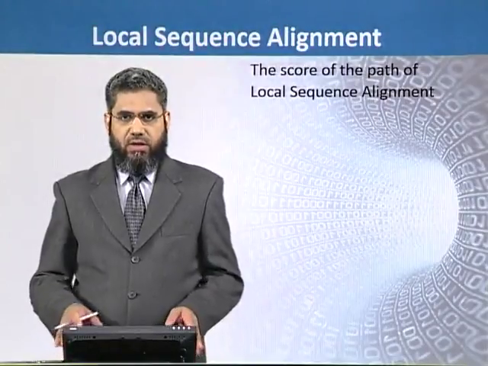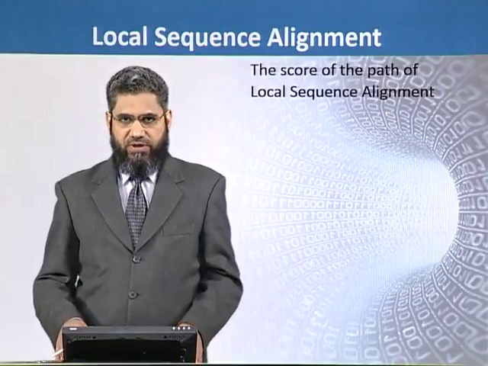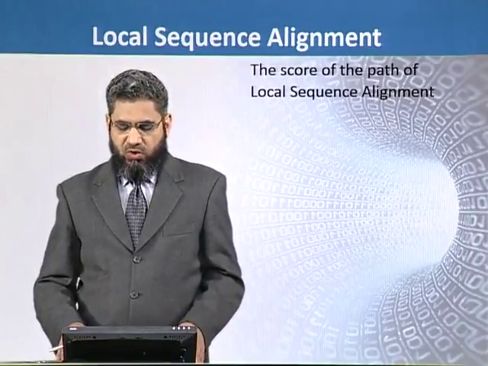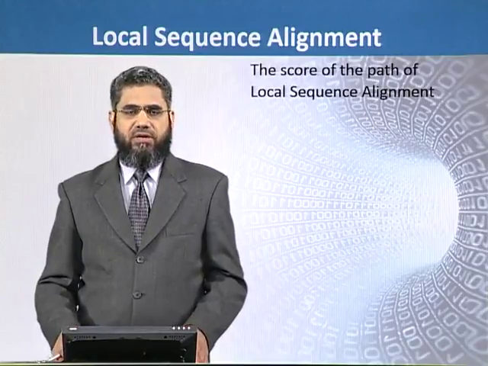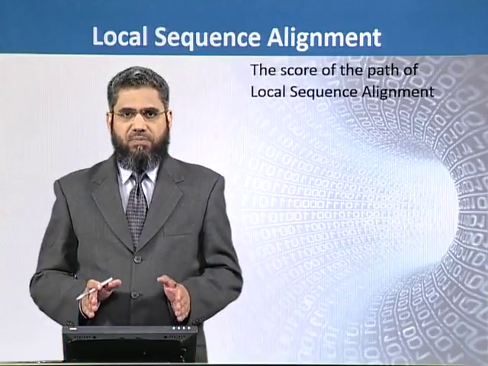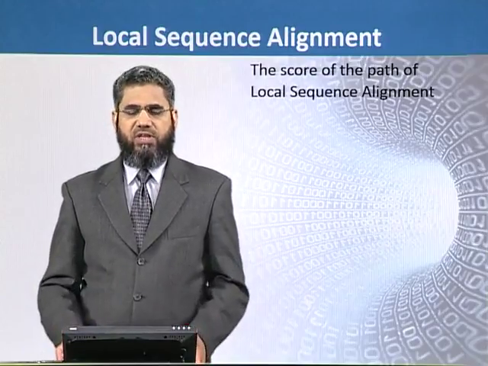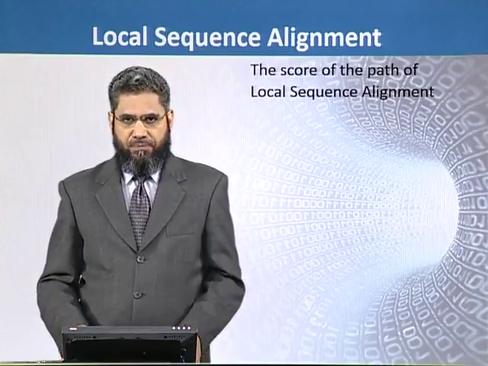So we have seen the graphical representation of the global and the local sequence alignment. Now we will see the score of the path of the local sequence alignment. We have already seen that we have assumed that the subdomain or conserved domain within the gene was almost 1/3 of the size of the gene.